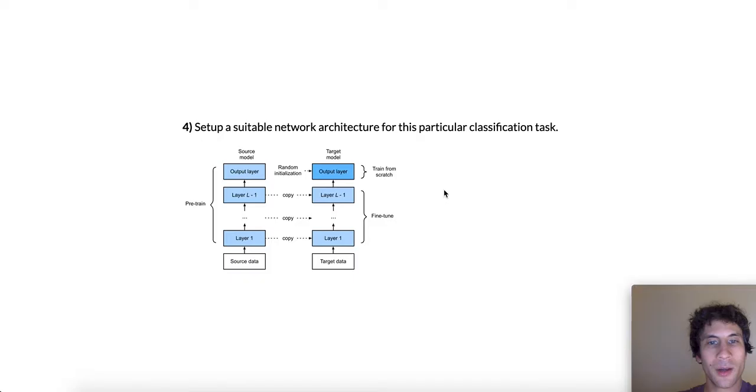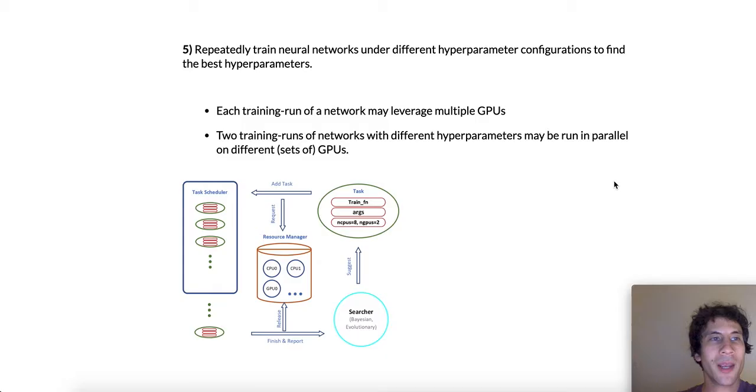We will repeatedly train neural networks under different hyperparameter configurations to find the best hyperparameters to use. Each training run of a network might leverage multiple GPUs, and two training runs of networks with different hyperparameters might be run in parallel on different sets of GPUs as well. For example, if your machine has four GPUs and you specify num GPUs per trial equals two in fit, then AutoGluon will at any given time be running two training jobs in parallel, each using two GPUs. Hyperparameter tuning will be described in more details in the next tutorial.